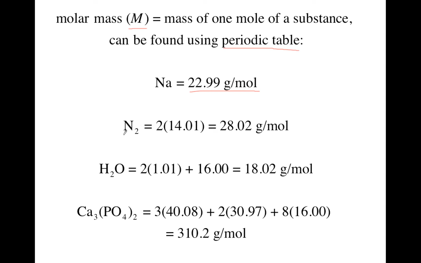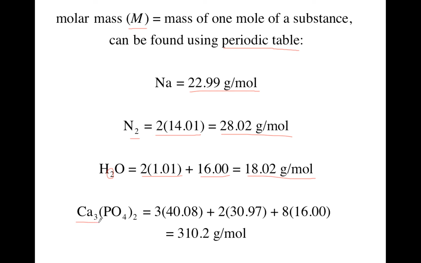In the case of N2, because there's 2 nitrogen atoms, you're going to double the mass for nitrogen on the table. The table says 14.01, so if you double it, you will get the molar mass of N2, 28.02 grams per mole. If you have a compound like water, you see there's 2 hydrogens and 1 oxygen, so you're going to double the mass of hydrogen from the table, then add in the mass of oxygen to get the total molar mass of water.